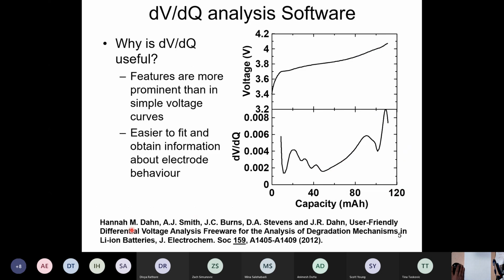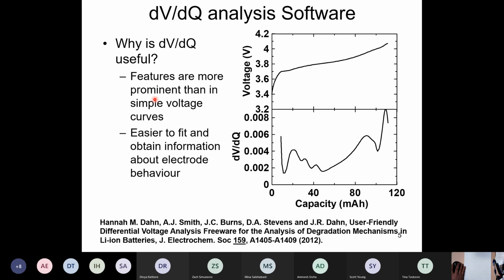So in this particular paper that my daughter Hannah wrote, we developed a user-friendly differential voltage analysis freeware to analyze degradation mechanisms in lithium-ion cells. And I'm going to talk about dV/dQ analysis software today. And you'll have a homework where you get to use our freeware to help understand what's happening in lithium-ion cells as they cycle. So why is dV/dQ useful?